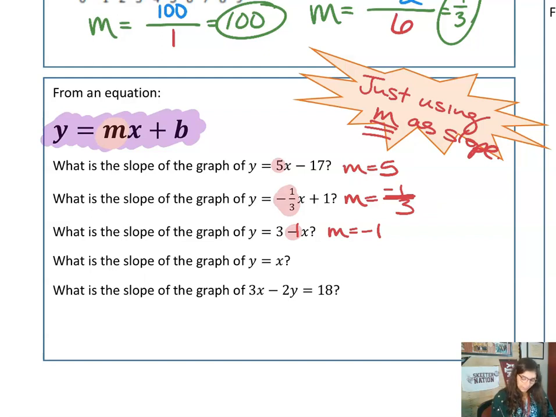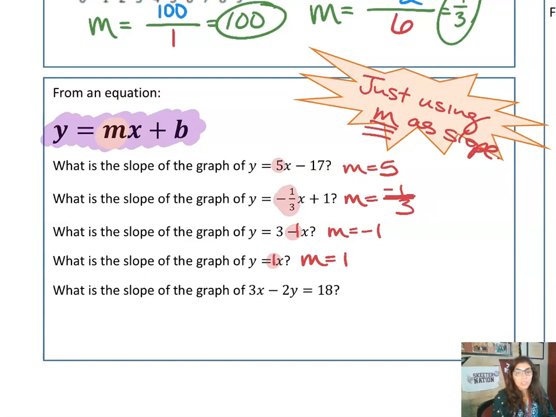Even though this parent function, which is the most boring version of a linear equation you'll ever see, has no slope showing, we know that there is another sneaky 1 sitting right here in front of the x. Mathematicians are just too lazy to write it down, but we know the 1 is there. So our slope is 1.